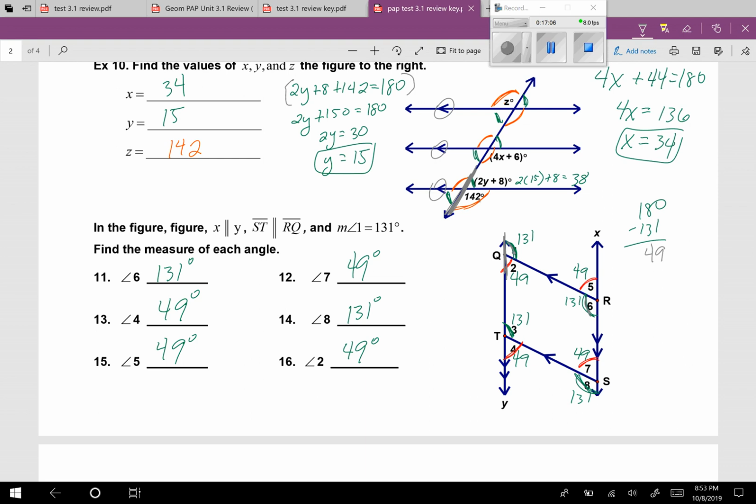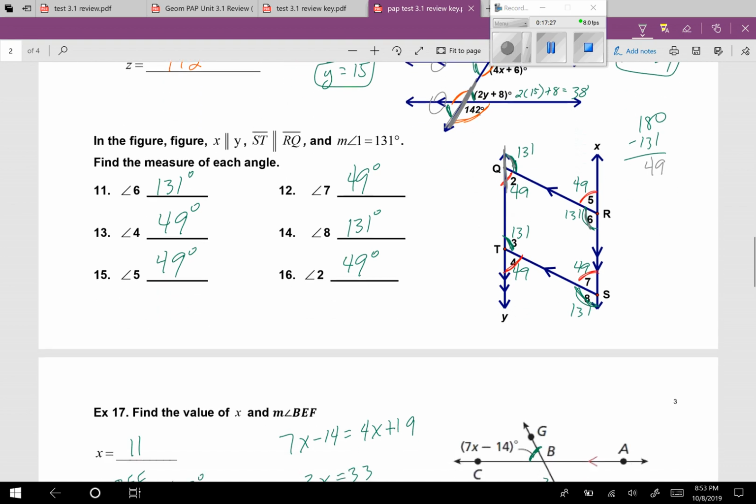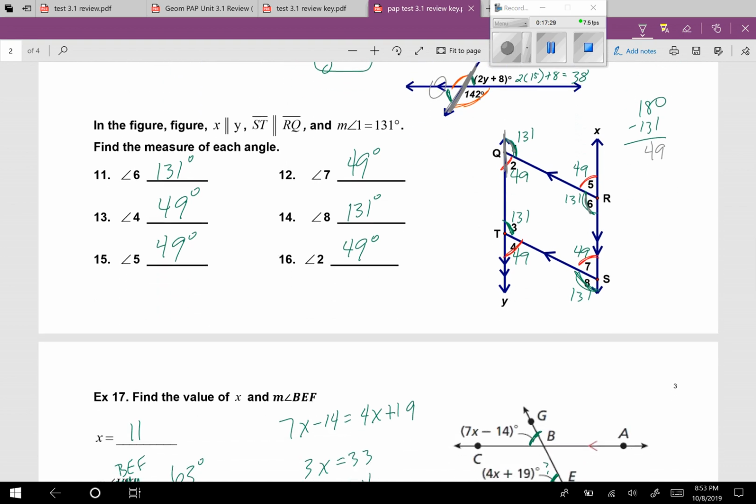And then I use corresponding angles. Angle 1 corresponds to angle 3, angle 2 with angle 4, angle 5 corresponds to 7, and 6 corresponds to 8. So it's just really using those relationships that we know about parallel lines and transversals to get us from point A to point B.